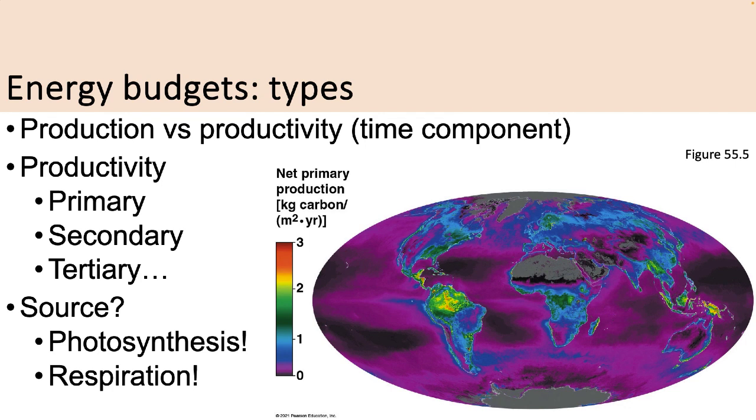The initial bit, primary productivity, comes from photosynthesis. Everything else, secondary, tertiary, quaternary, whatever, is a result of respiration. It's a result of us metabolizing those organic compounds.